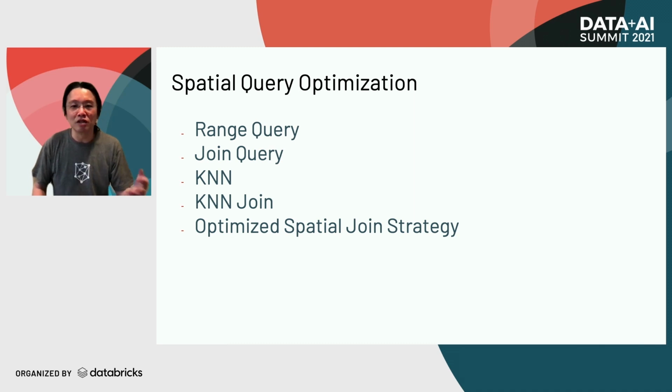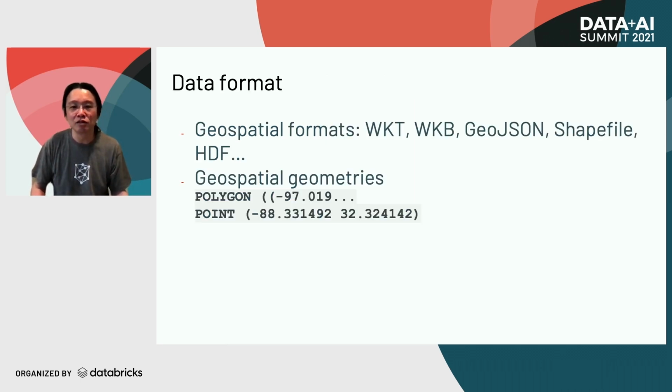Another thing I want to dive into is the spatial SQL optimization. I won't go into the specific details here, but there are a number of innovations and optimizations within the Sedona framework. It includes range query, join query, KNN join, and also optimized spatial join strategy. It also supports a variety of data formats. It could be well-known text, WKT, WKB, GeoJSON, shapefile, and so forth. It also supports geospatial geometry specifications, like a polygon definition as a string, for all this processing.